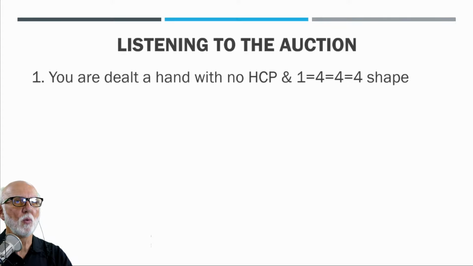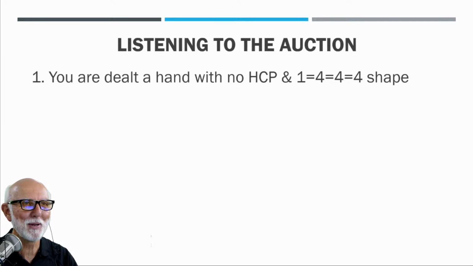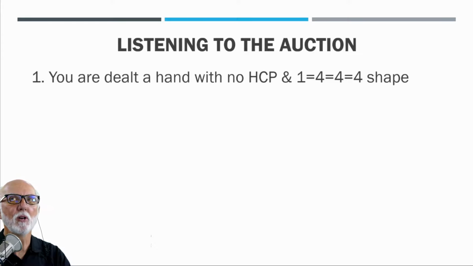You are dealt a hand with no high card points. Did you hear me? No high card points. We'll give you a 10. Okay, but no face cards, no ace. And the shape from this has got the equals between them. So it's a 1-4-4-4 shape. And that means 1 spade, 4 in all of the other suits. Okay, so we have a shapely hand.